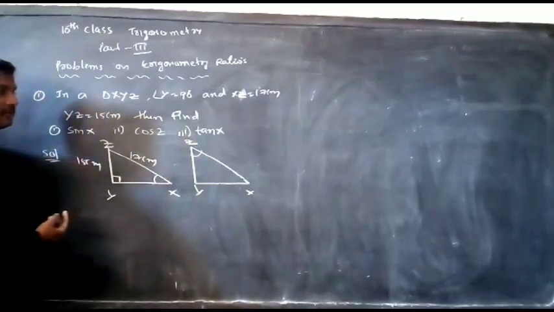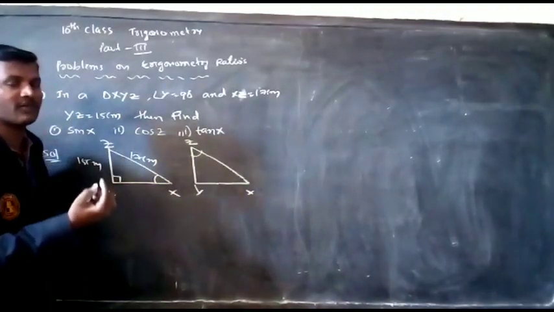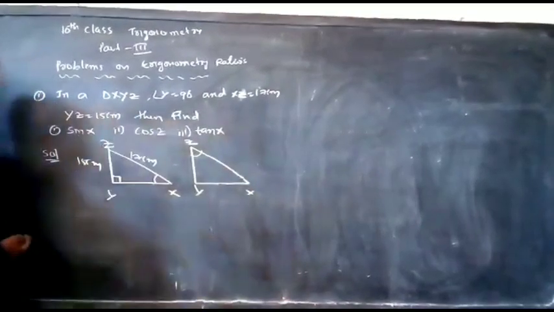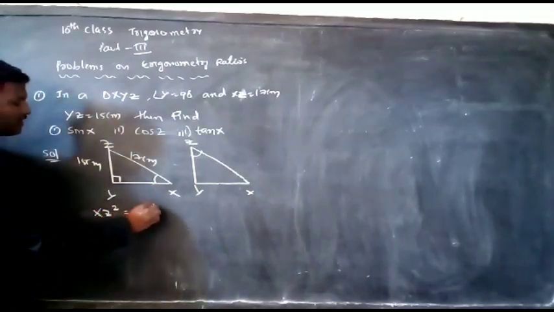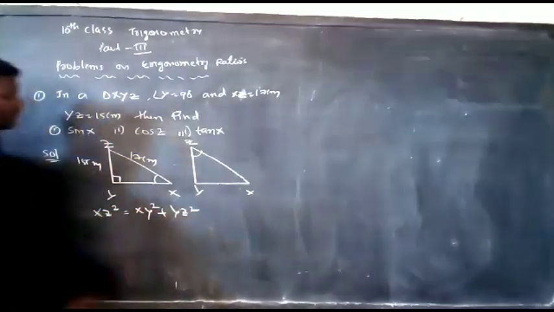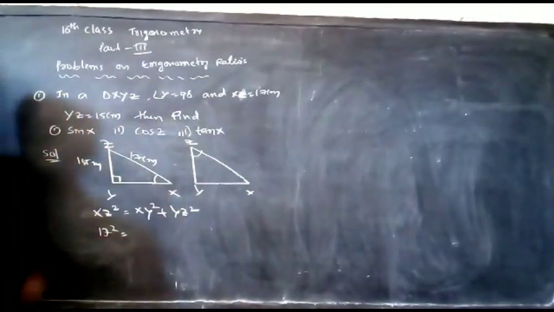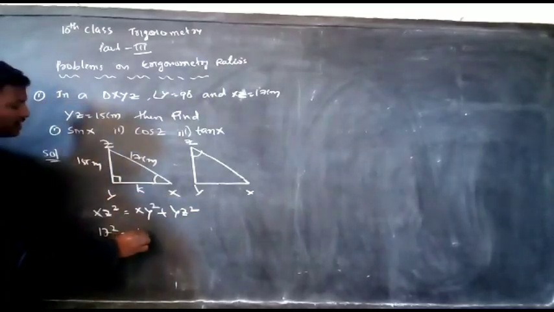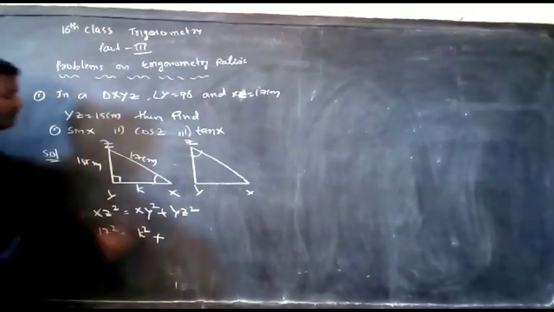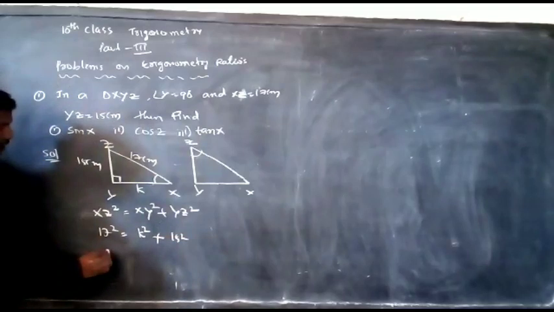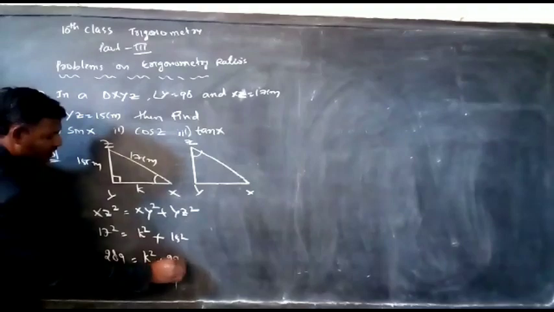What is Pythagoras theorem? In a right angle triangle, the square of one side is equal to the sum of the squares of the other two sides. By using that, what can we write? XZ square is equal to XY square plus YZ square. What is the length of XZ? 17 square. What is the length of XY? Not given. This is k. k square plus, what about YZ? 15 square. Now, 289 is equal to k square plus 225.